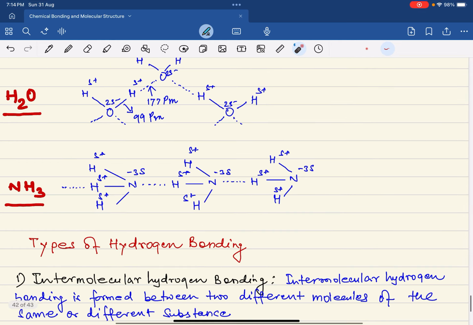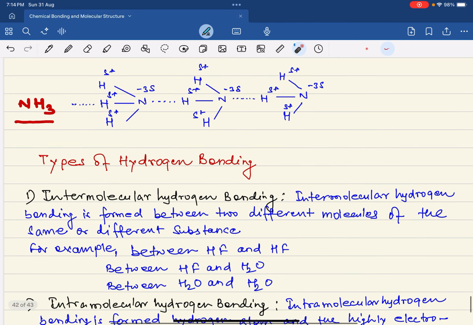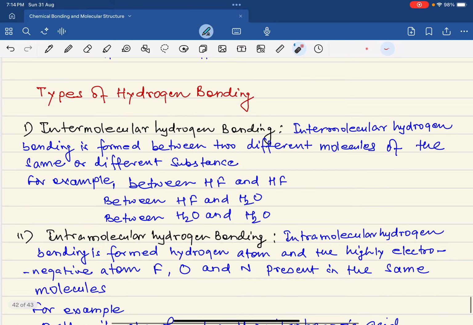Then types of hydrogen bond. There are two types of hydrogen bond. Number one is intermolecular hydrogen bonding.